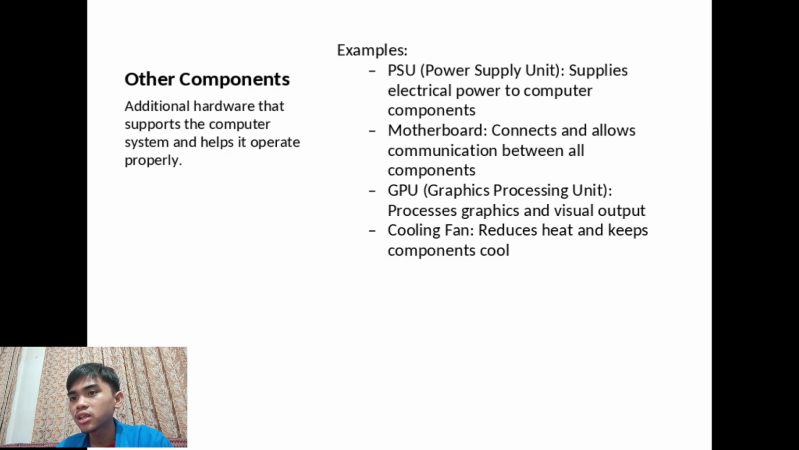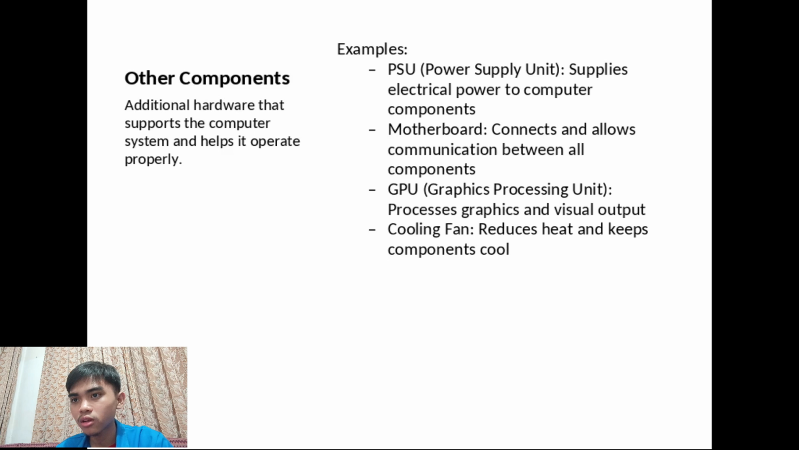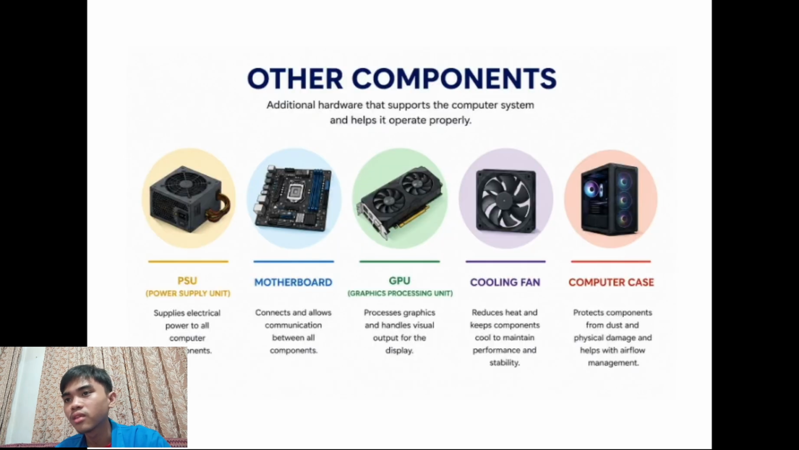And next is the cooling fan. The cooling fan is used to reduce heat and keep components cool. The context for this cooling fan is to reduce the heat of the CPU. And this is the image of other components. There are the PSU, motherboard, GPU, cooling fan, and one more example called the computer case, to protect all components from dust and physical damage and help with airflow management.